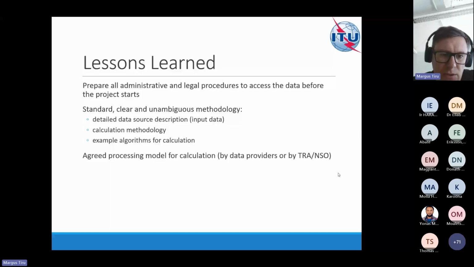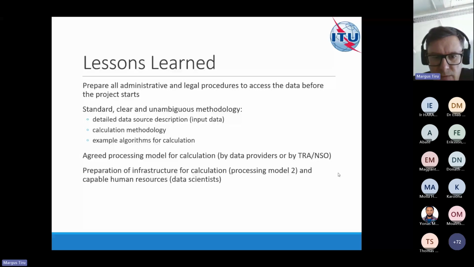I did mention that we do have two different models of processing the data. Again, depending on the legal situation and the availability of resources, it would be very good to understand in advance where the data should be processed: either on the mobile operator side, on the data provider side, or by an external organization, by the regulator, by the statistical office, by the ICT ministry.